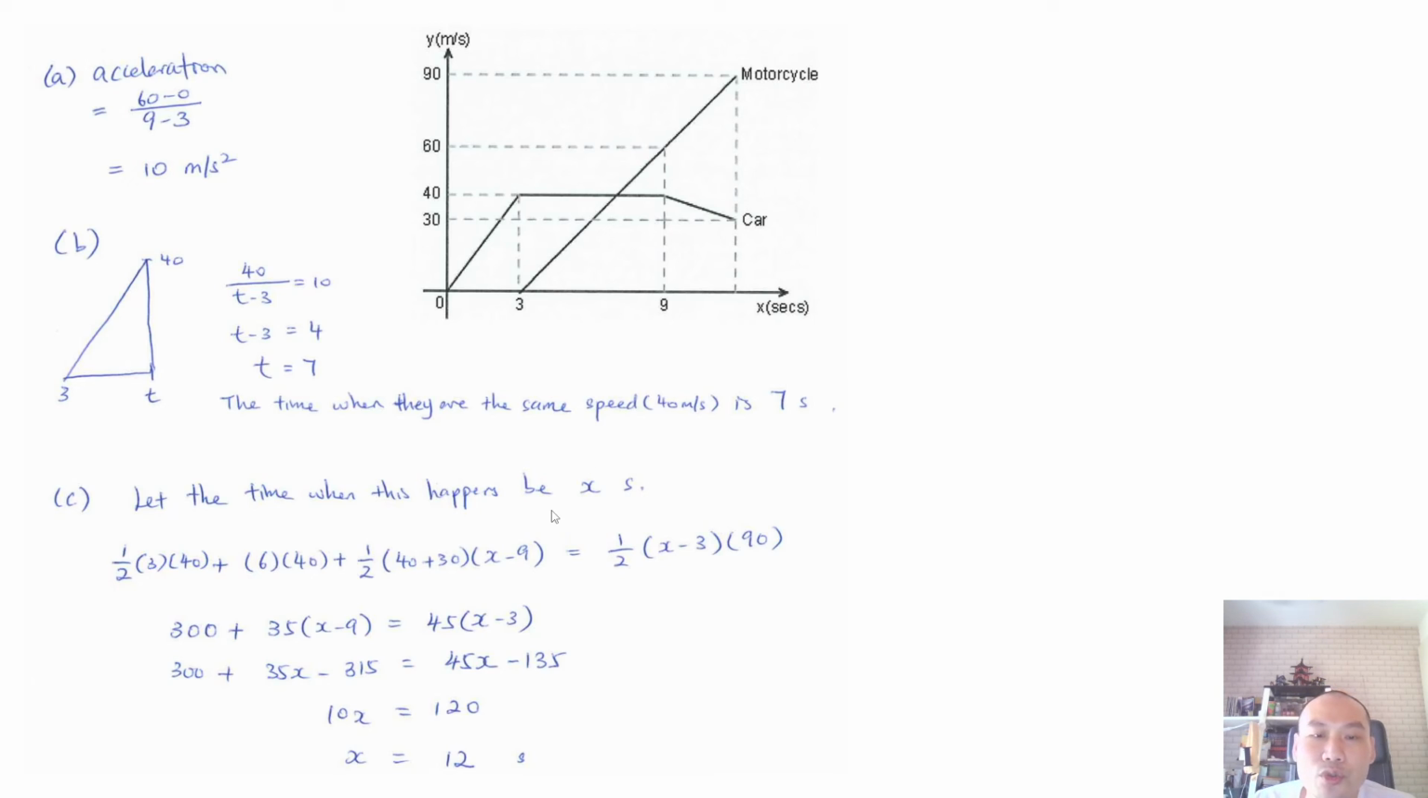That is equal to the area of the triangle for the motorcycle. So half times base, where the base is x minus 3, and the height is 90. From here, we obtain our equation. Now, very carefully simplify it, and we will finally reach the value of x, which equals 12. So after 12 seconds, that's when the motorcycle actually overtakes the car.